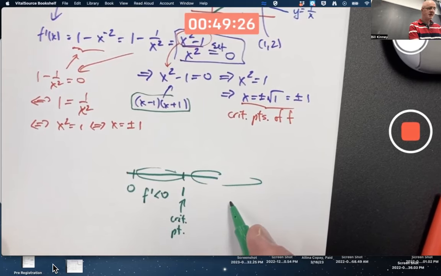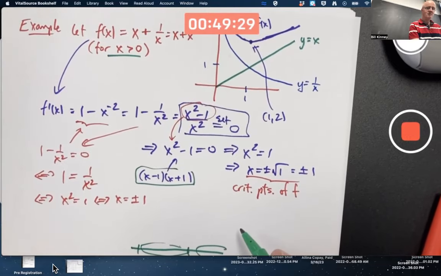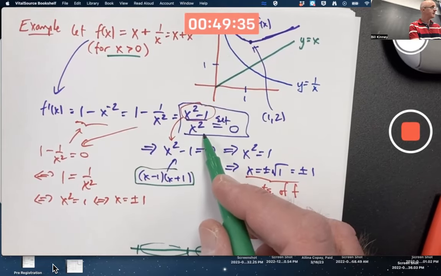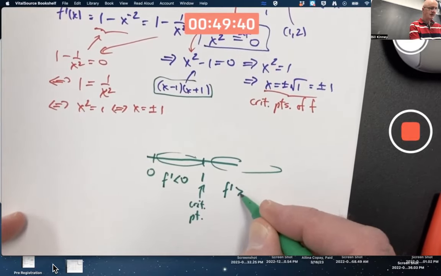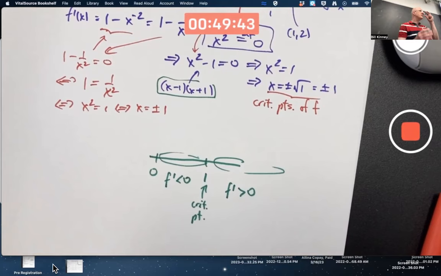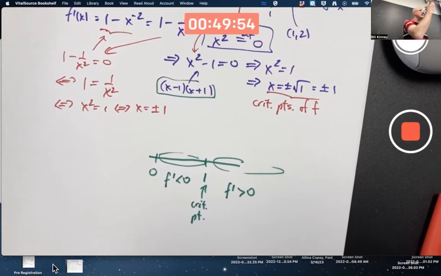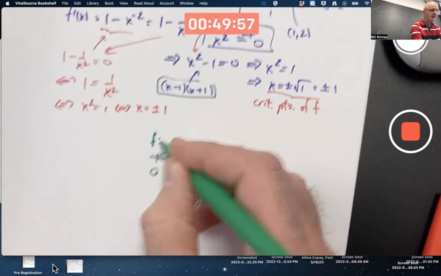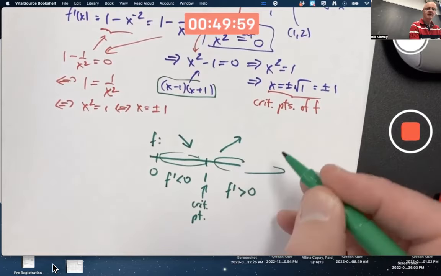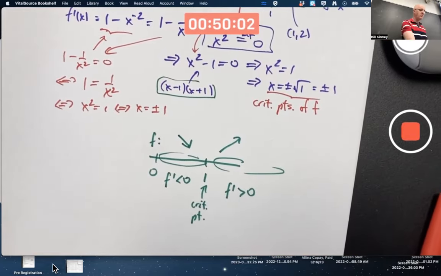On the other hand, if x is bigger than 1, you'll get a positive output for the derivative. Both of these numbers will be positive. You're dividing by a positive number. The derivative would be positive. What do we know derivatives tell us about the original function? Where derivatives are negative, the original function is decreasing. Slopes are negative. Where the derivative is positive, the original function is increasing. I could add this kind of thing to my diagram. F is decreasing in here and increasing in here. This arrow pointing downward means decreasing. This arrow pointing upward means increasing.